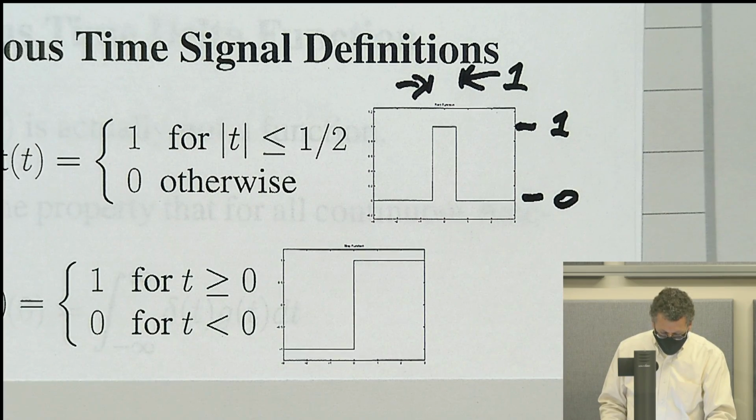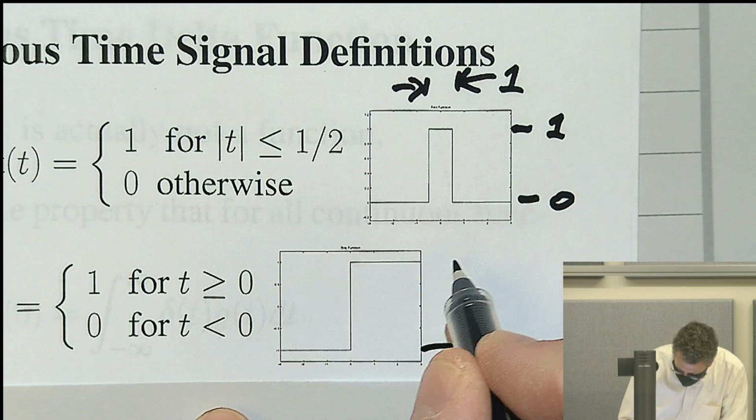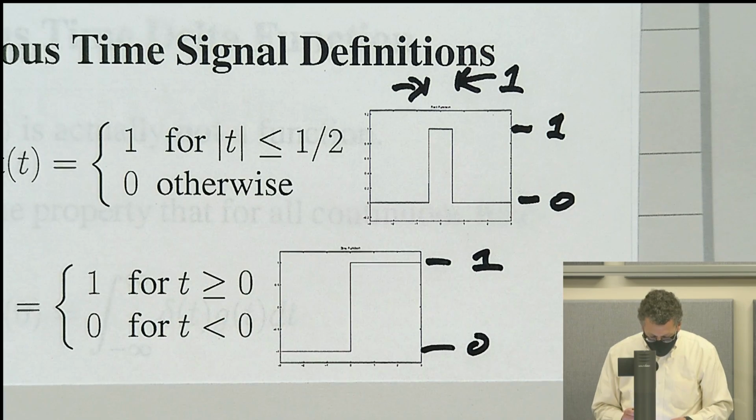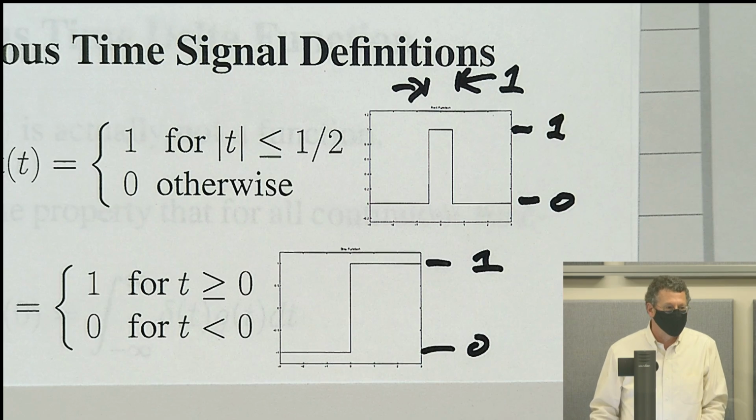And then this is the step function. This function starts at 0 and goes to 1. At 0, it's equal to 1. So it's just a step. People with a systems background know step functions are really important, because that's how you analyze the behavior of linear systems. You put steps in them and you see how they behave.